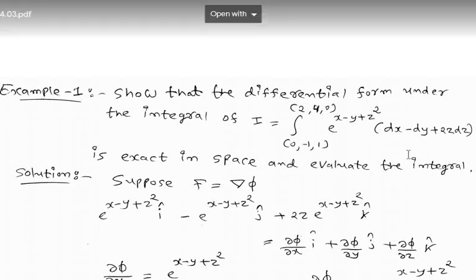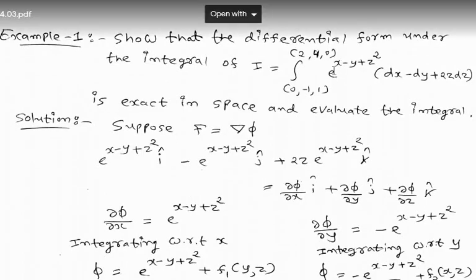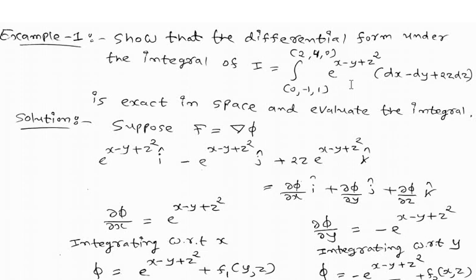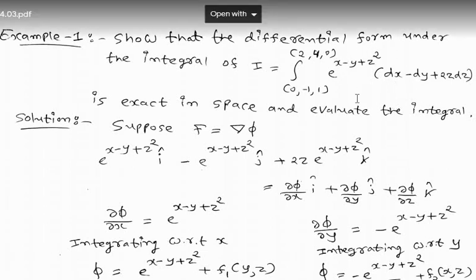It means we require f1, f2 and f3. See, this is f bar dot dr bar, and f bar is f1 i plus f2 j plus f3 k, and dr bar is dx i plus dy j plus dz k cap. Now if you find the dot product, you will get this result, right?